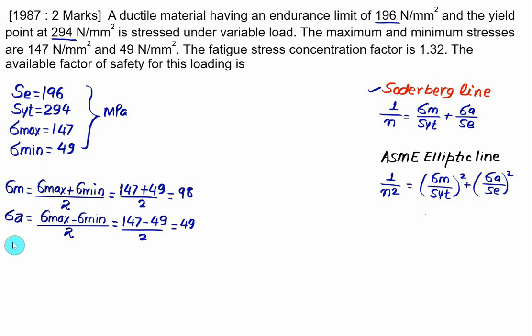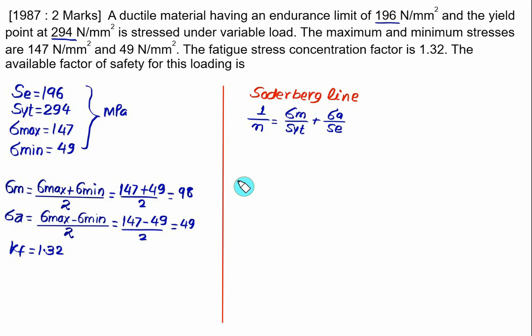The fatigue stress concentration factor Kf is given as 1.32. So we'll solve this problem only for Soderberg. The amplitude stress you have to multiply by Kf. Remember, the maximum value of the alternating stress is generated by multiplying sigma amplitude by the fatigue stress concentration factor every time.